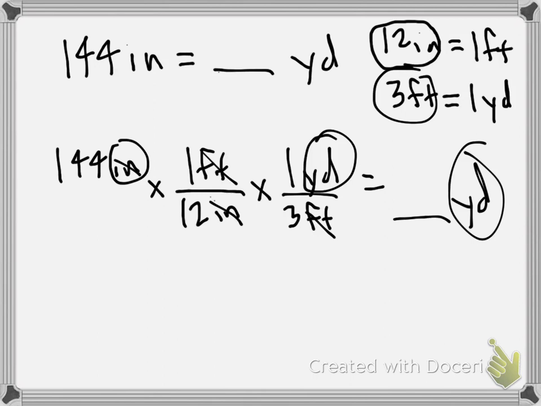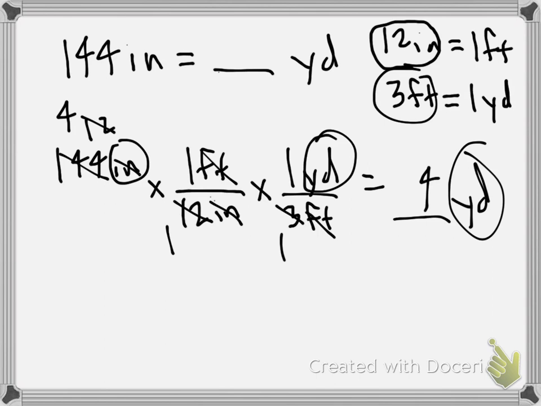Okay, so now it's just a matter of going through and doing some fraction math. And when we have multiplications with fractions like this, we're going to be looking for common factors on the top and bottom. The first one that jumps out at me is I know 144 is 12 times 12. So 12 divided by 12 is 1. 144 divided by 12 is 12. Okay, and then I've got a 3 on the bottom and a 12 on the top. 3 divided by 3 is 1. 12 divided by 3 is 4. And now I've got 4 times a bunch of 1s. This is 4 yards.